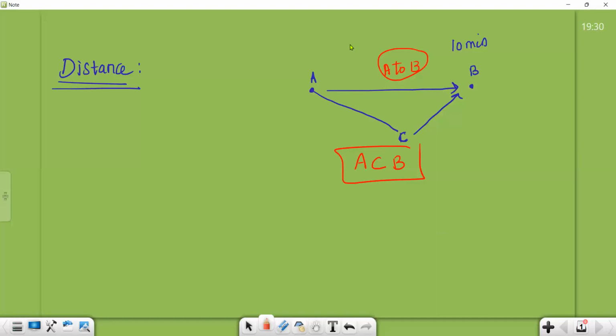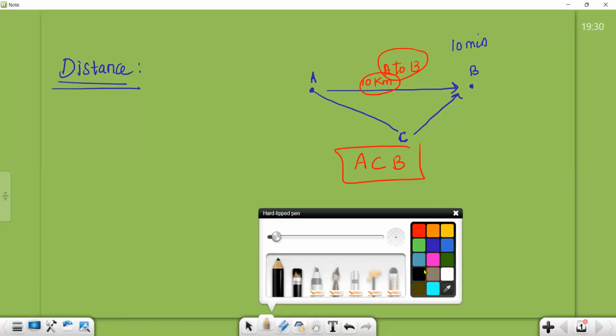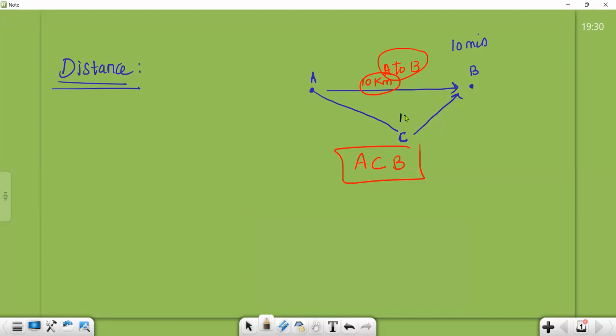Got it? When we are talking about distance, first I'm telling what is distance. Distance means the path I have traveled. Suppose I have traveled from A to B just 10 kilometers. But in the second case, I have traveled a total of 15 kilometers. So 15 kilometers is my distance. Now, what is the shortest distance here? 10 kilometers. This can be called displacement. Okay? Clear?